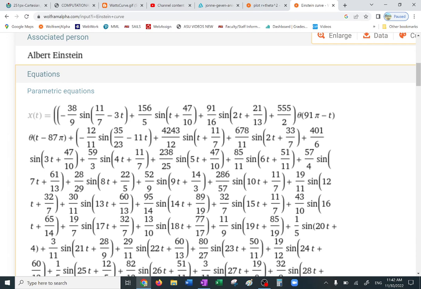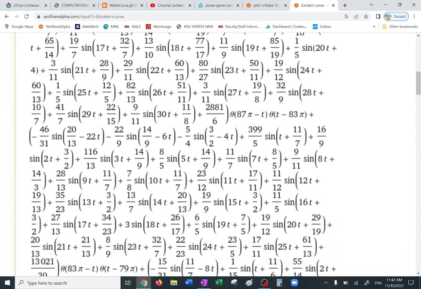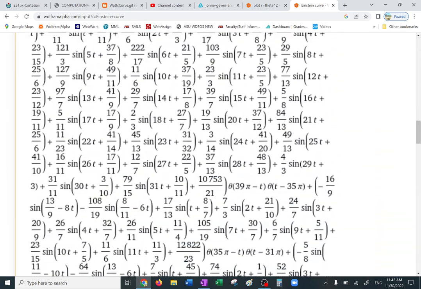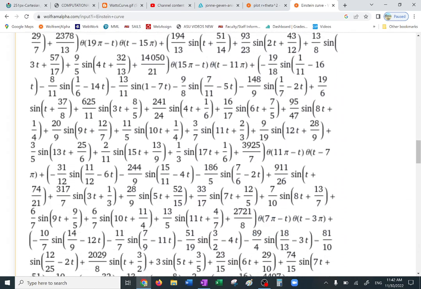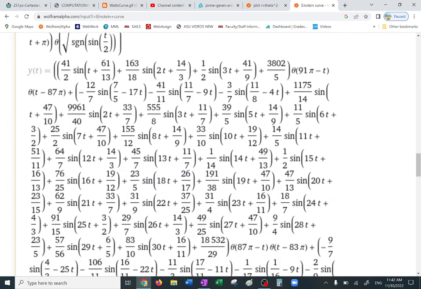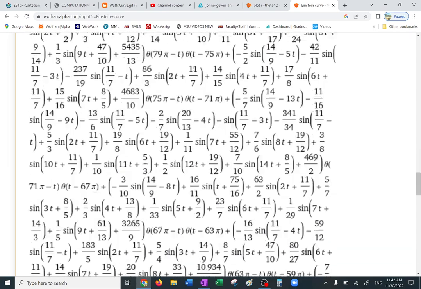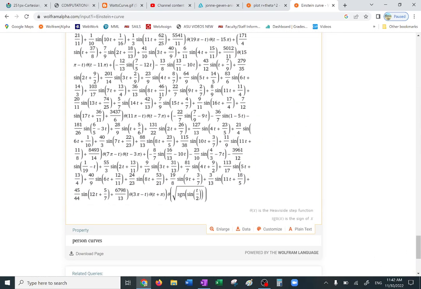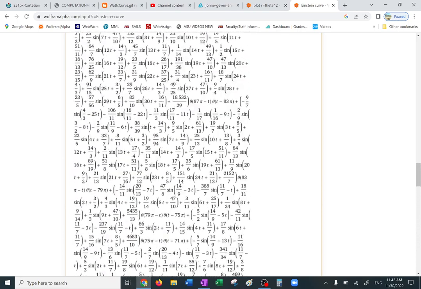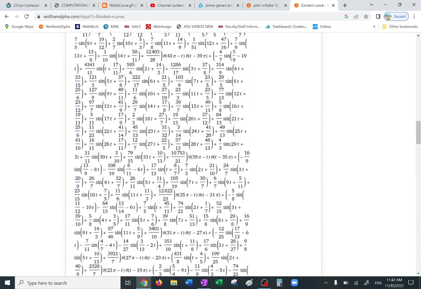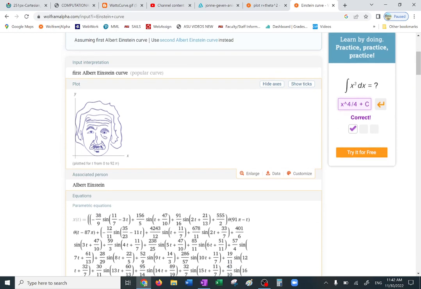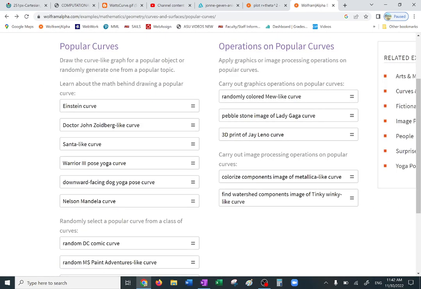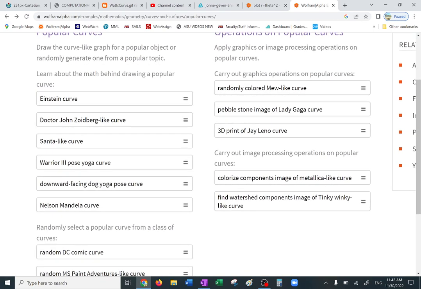X depends on t. Look at this thing. This is still x variable, still x variable, and now it's y variable. Now there's a y variable, and at some point it ends. It's called a person's curve, Einstein. So that's how you can draw this. And computer does it by itself now, and then gives you the equations. As you can see, it's parametric equations using polar angle and radii.